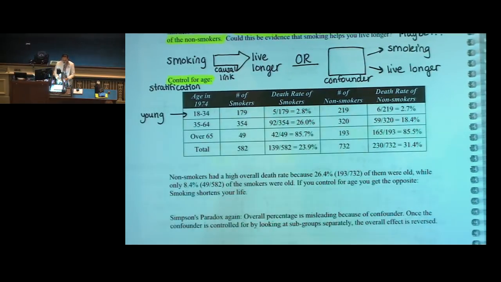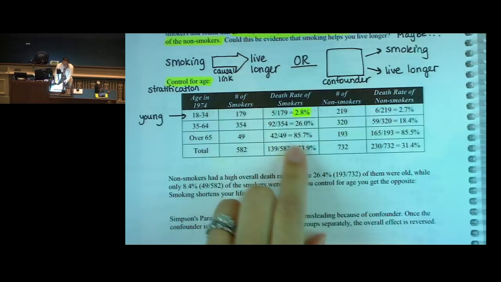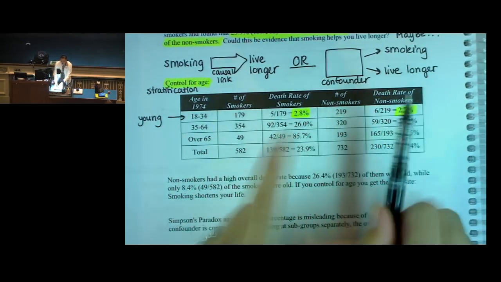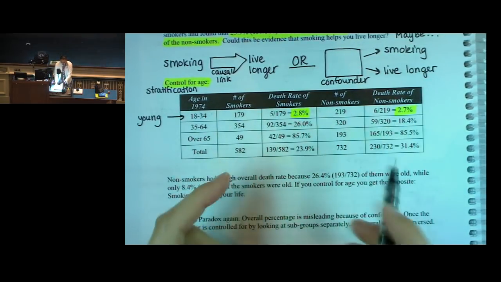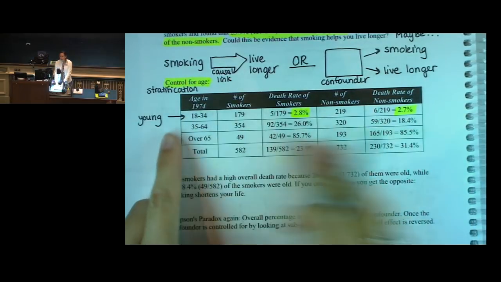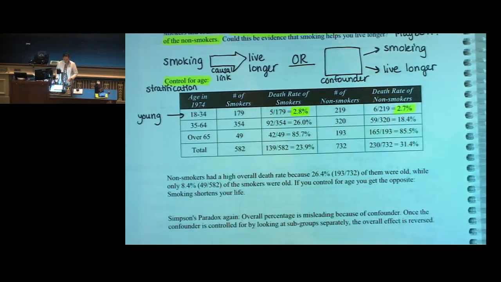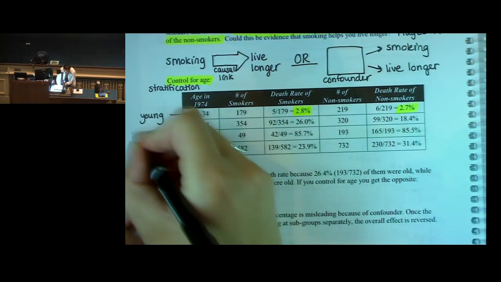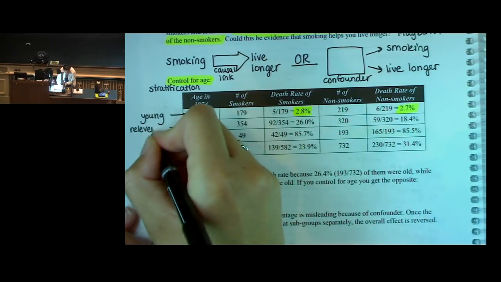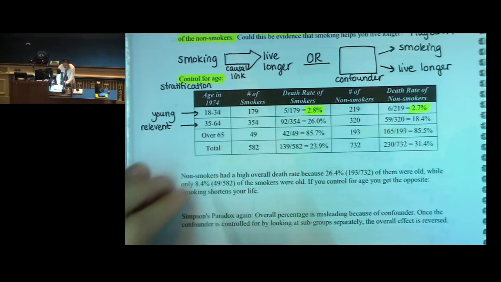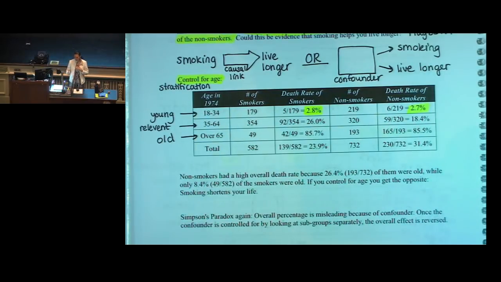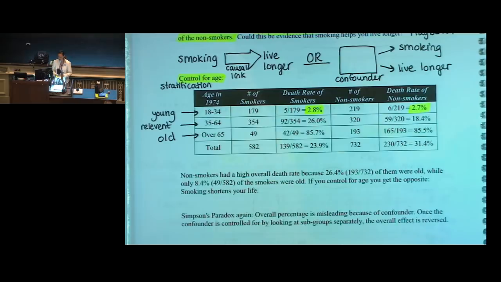It looks like the smokers have a death rate of 2.8%. Non-smokers, the death rate is basically the same, right? That difference is not significant. So they're basically saying non-smokers and smokers, if they're young, their death rate is low. That's what we saw. 35 to 64 is probably the relevant age that we're interested in, because the old people are probably going to have a high death rate, even if they smoke or not. And that's actually what we see. I'm going to look at that one first.